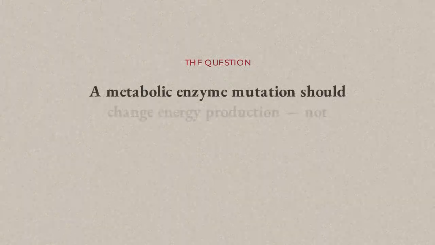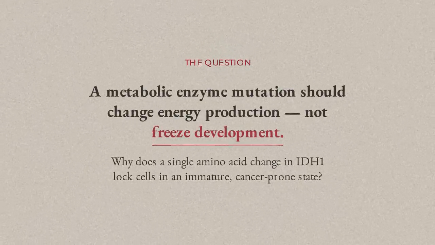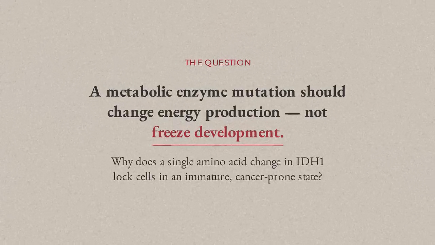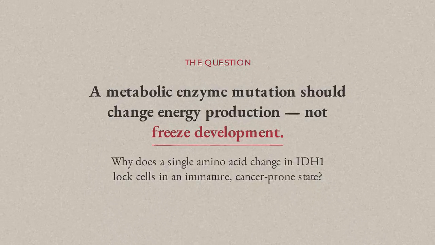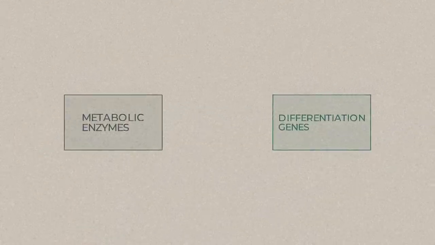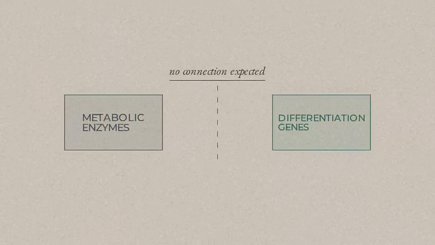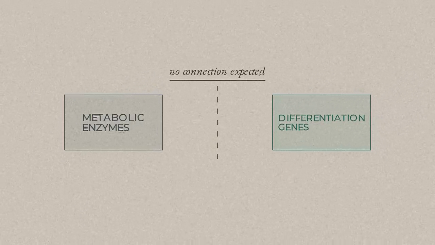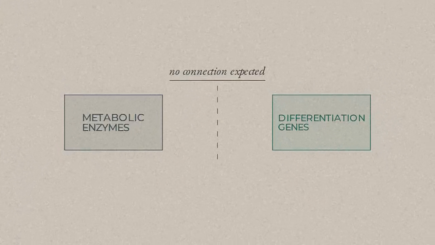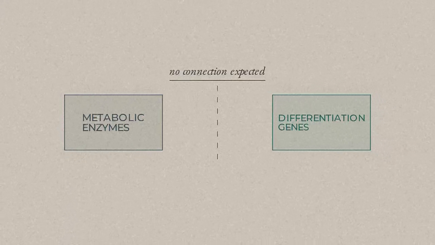A metabolic enzyme mutation should change how the cell extracts energy from nutrients, not lock cells into an immature state. Here, a single amino acid change in IDH-1 causes cancer. Why does a metabolic enzyme mutation produce an epigenetic block to differentiation? The naive picture is straightforward. Cells differentiate by reading developmental programs, genes that switch on in sequence as a blast matures into a functional neutrophil. The cell's metabolic machinery and its developmental programs seem to be completely separate systems. Change a metabolic enzyme and you'd expect to change metabolism.